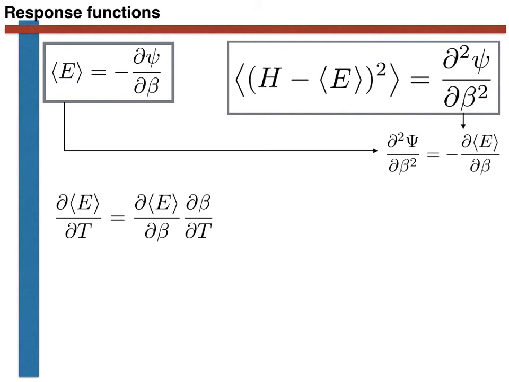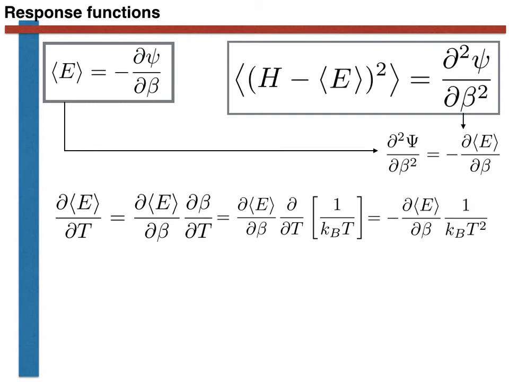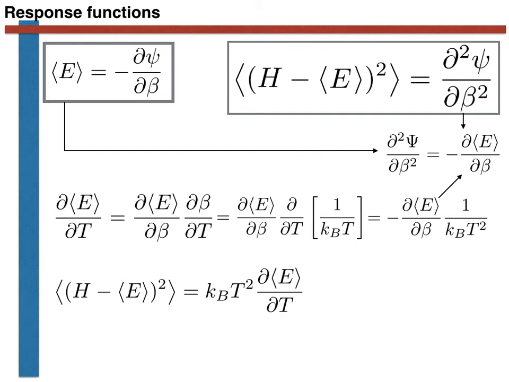Furthermore, we know that beta is simply 1 over kBT, and hence that the derivative of beta with respect to T is just minus 1 over kBT squared. We can thus connect everything on this slide and write that the fluctuations in the internal energy, shown on the left-hand side of the equation shown here, is equal to kBT squared multiplied by the first derivative of the internal energy with respect to the temperature.